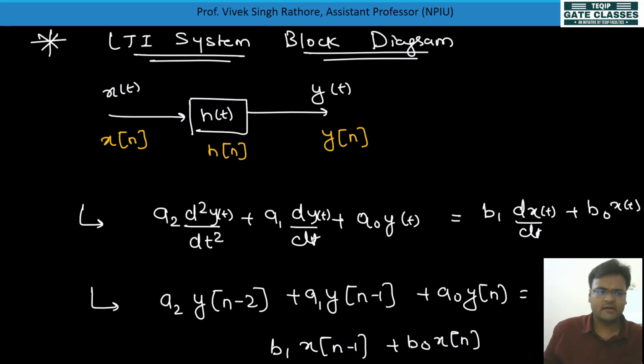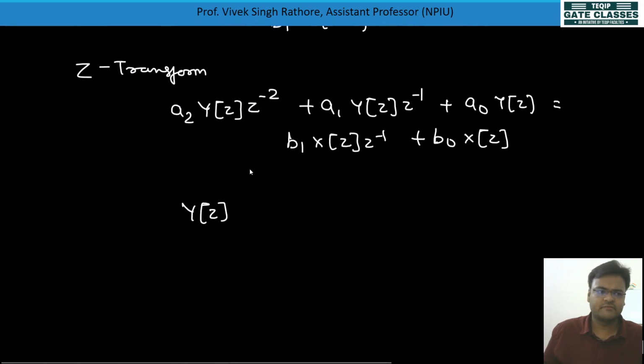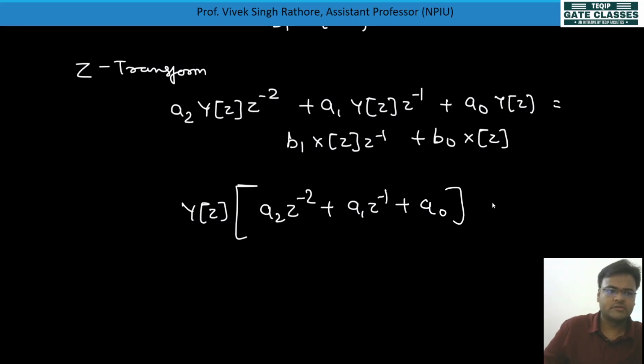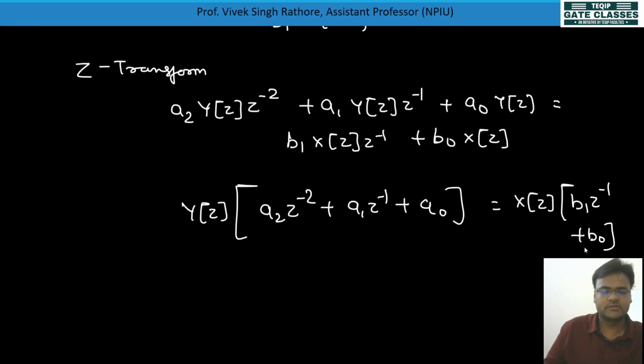This can be different, okay, in your case, from question to question it can vary, but for making a general block diagram I am taking one differential equation. I have taken its difference equation, I have taken the z transform also. Now I am taking common y of z, so we will get a2 z minus 2 plus a1 z minus 1 plus a naught, is equal to, here we will take x of z common, okay, and here we will take b1 z minus 1 plus b naught. Okay, this is there.